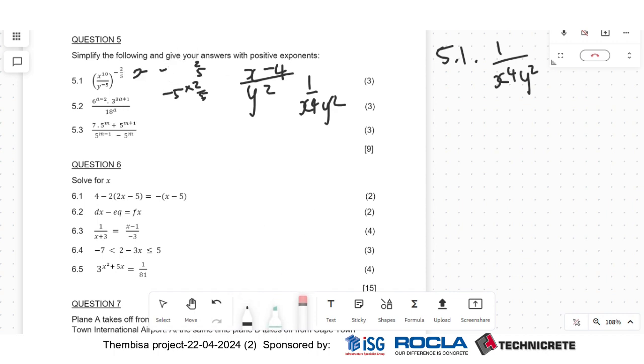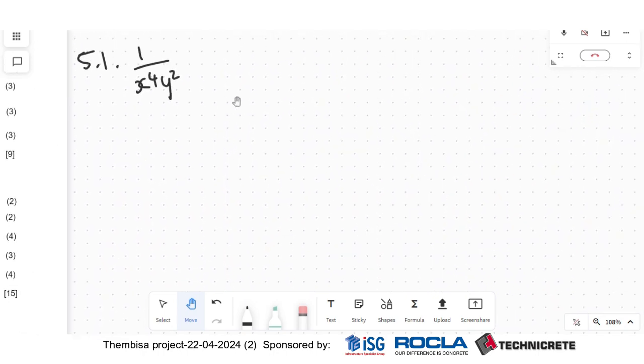That's your 3 marks. For 5.2, we have 6a to the power of negative 2 times 3 to the power of 3a plus 1, everything over 18a. So here, we're going to have to change our numbers into their prime bases. Let's take a screenshot of this and move somewhere where we have a little bit more space. There we go.